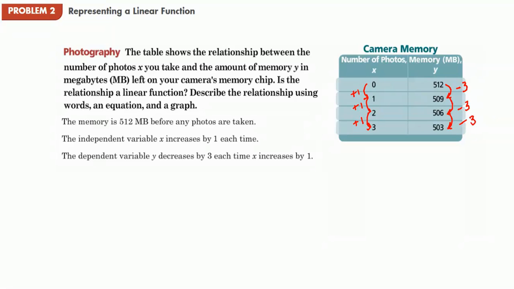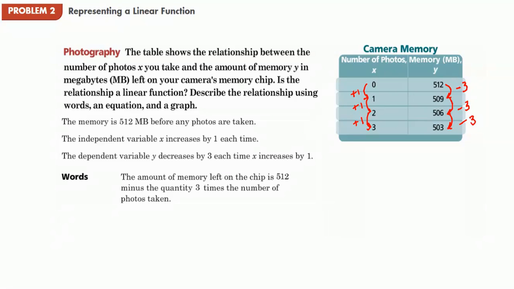So in words, what is occurring? Our memory starts at 512, and we are seeing a decrease of 3 megabytes for every value of x, for every photo. So the words would be: the amount of memory left on the chip is 512 minus the quantity of 3 times the number of photos taken.